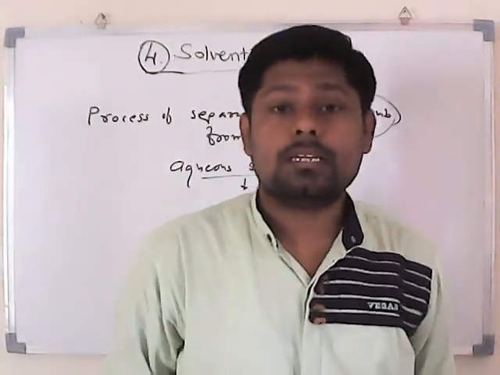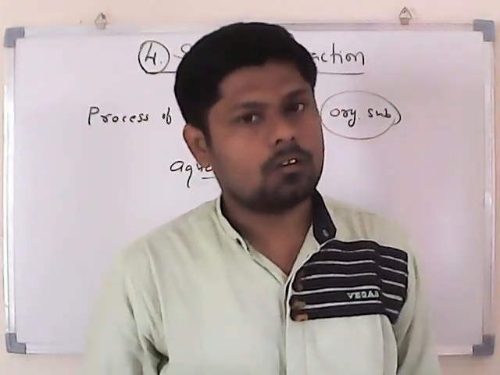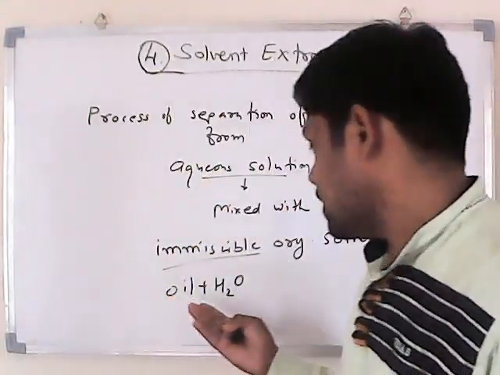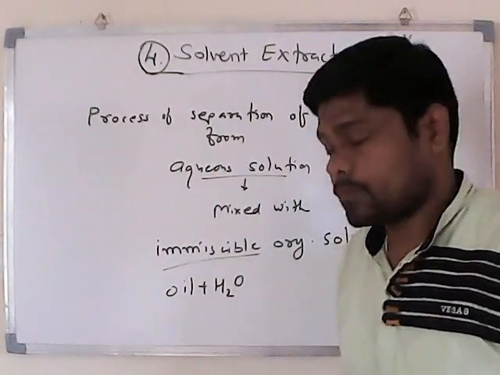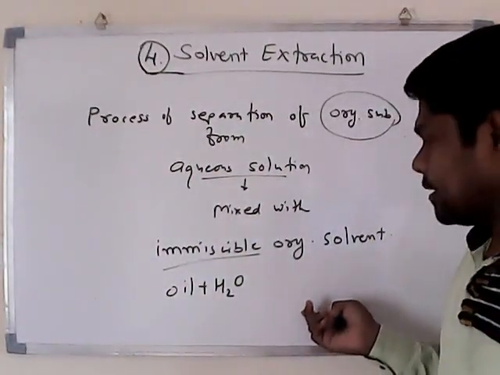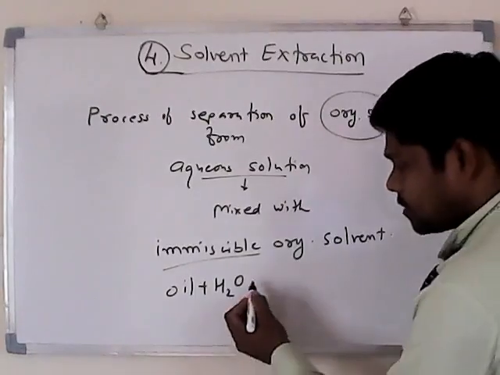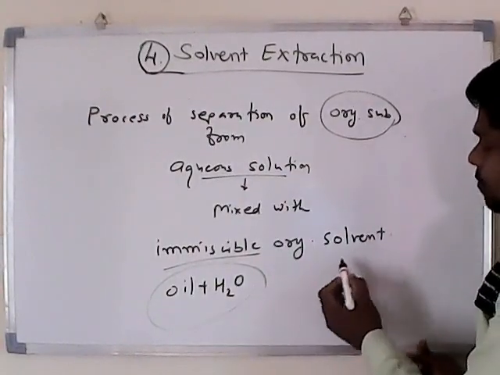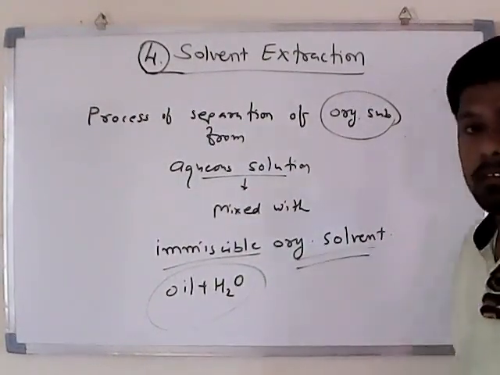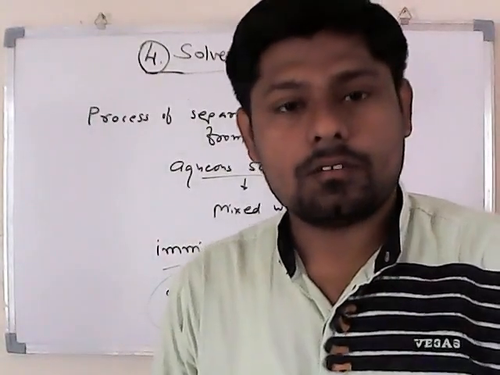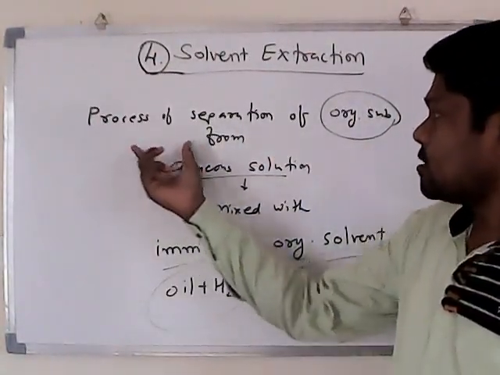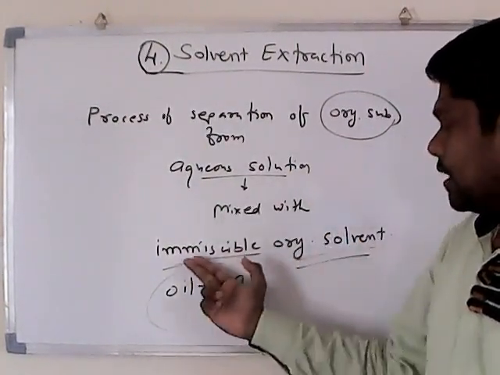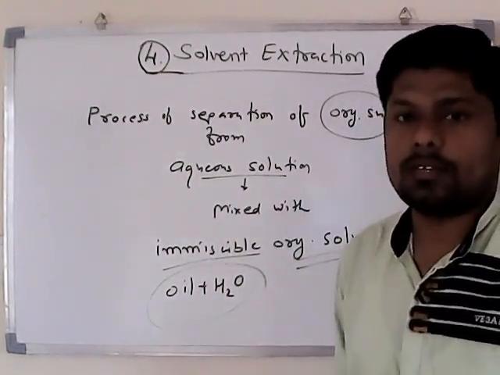Similarly, water remains immiscible with many organic solvents, for example ether, chloroform, or kerosene. In your practicals, you are going to do practicals of kerosene with water, so that is called immiscible with each other. Here, in many cases, the separation favors the organic solvent. So that is the definition of solvent extraction. Once again, the process of separation of organic substance from aqueous solution which is mixed with immiscible organic solvent is known as solvent extraction.